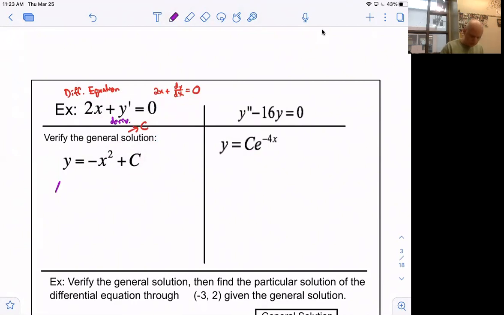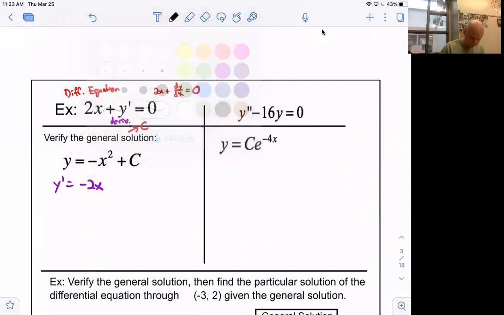So what we're going to do is find the derivative y prime, and plug it into our equation. So y prime would be negative 2x. The c gets destroyed, so it's just plus 0. So our y prime is just negative 2x.